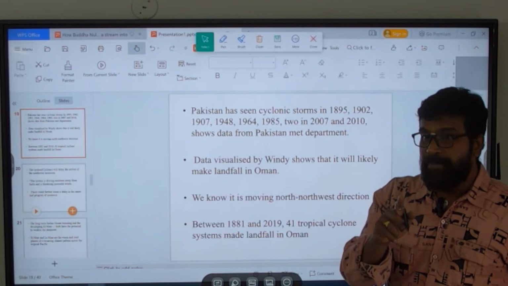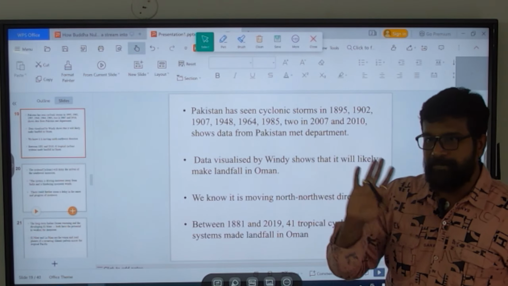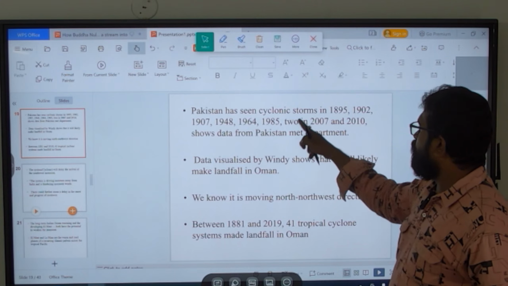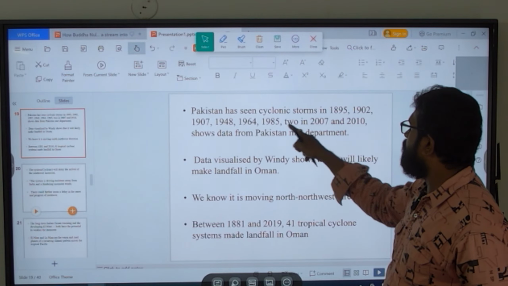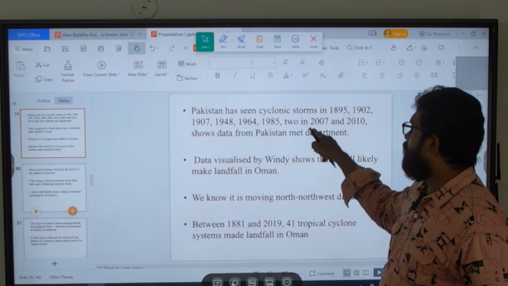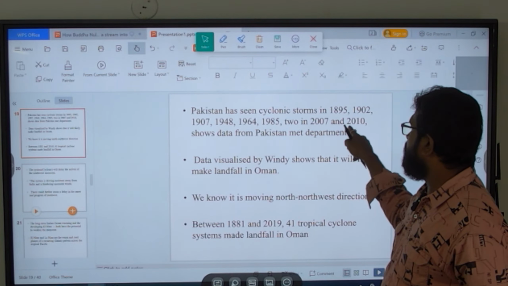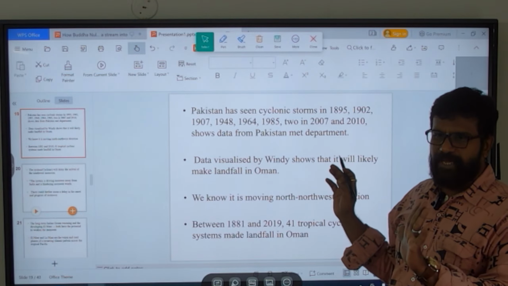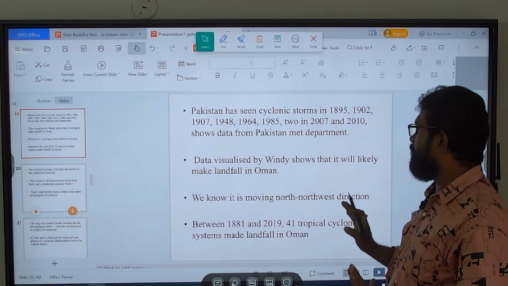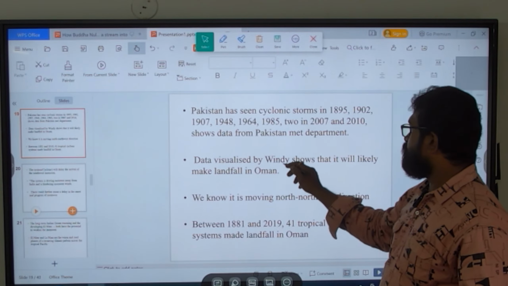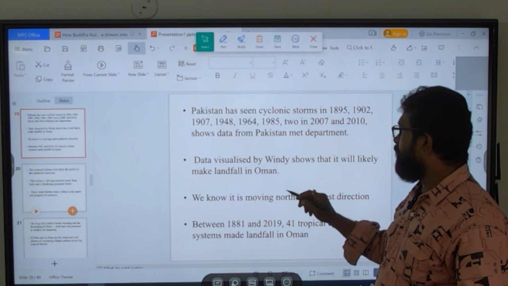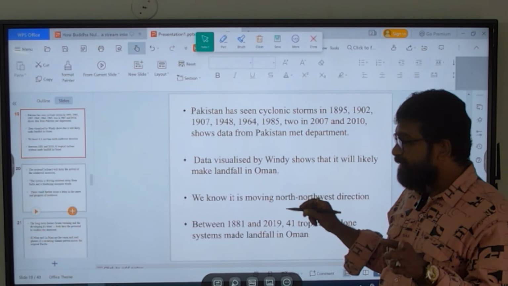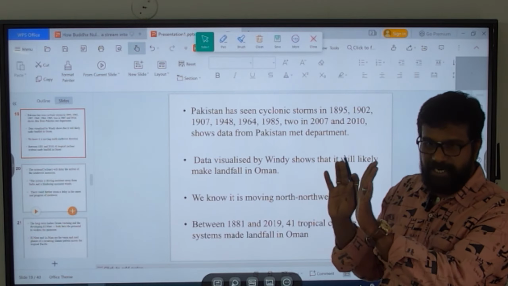Next, if you see this in Pakistan, I told you that this Biparjoy cyclone made landfall in Oman, but we have that much rainfall in Pakistan because it crossed Pakistan. Look here, the cyclone storms from 1895 up to this year, including 2007 and 2010. So Pakistan has that much cyclonic influence in that country. This Windy software visualized the cyclone which made landfall in Oman.